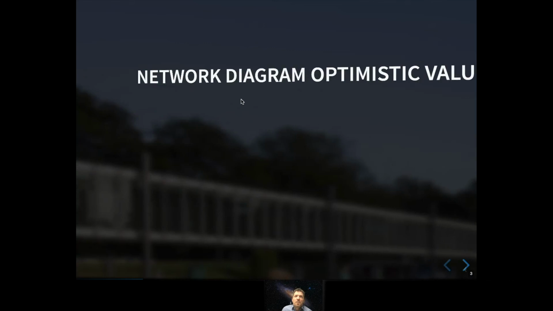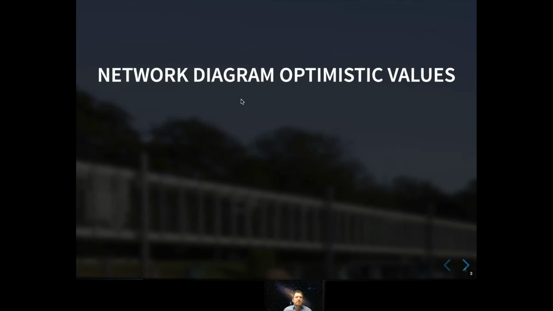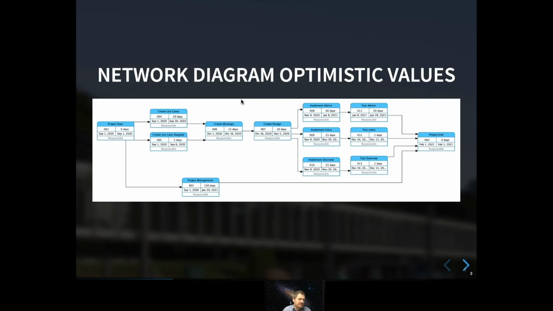So why do you need it? Where is the problem? I mean, maybe you think you're kind of good in estimating. And for example, if you write it down in a network diagram, it could look something like this. You have all your activities or your tasks drawn in a network diagram, and on the left side you see the project is starting. You create the use cases, a use case diagram. You create mock-ups. You create the design. You go on implementing and testing, and then you have the project end.